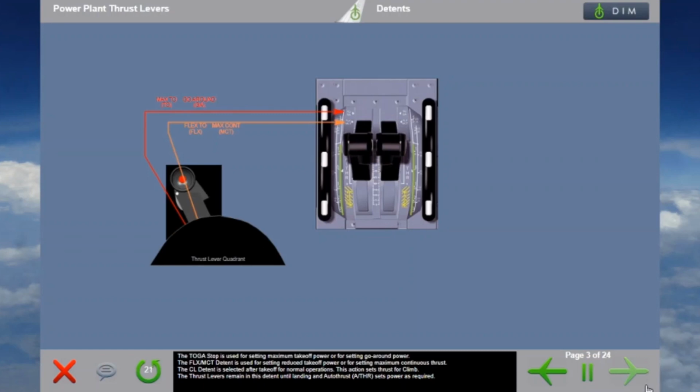The FLEX MCT detent is used for setting reduced takeoff power or for setting maximum continuous thrust. The CLIMB detent is selected after takeoff for normal operations. This action sets thrust for climb. The thrust levers remain in this detent until landing, and auto thrust sets power as required.